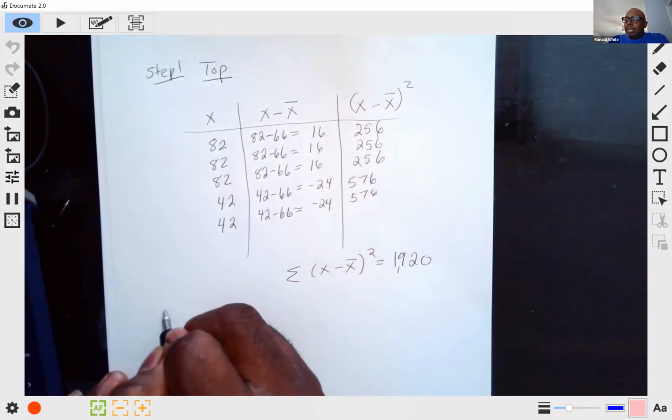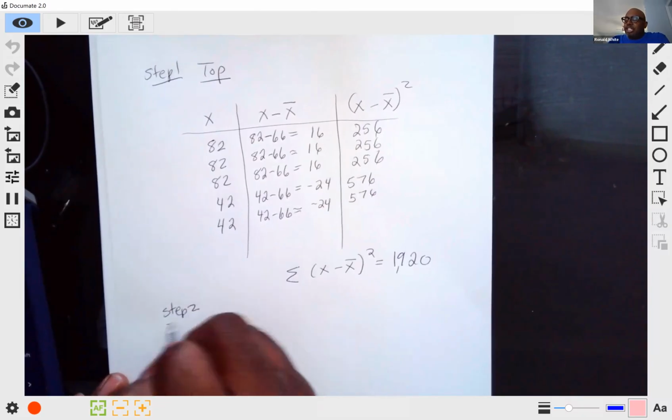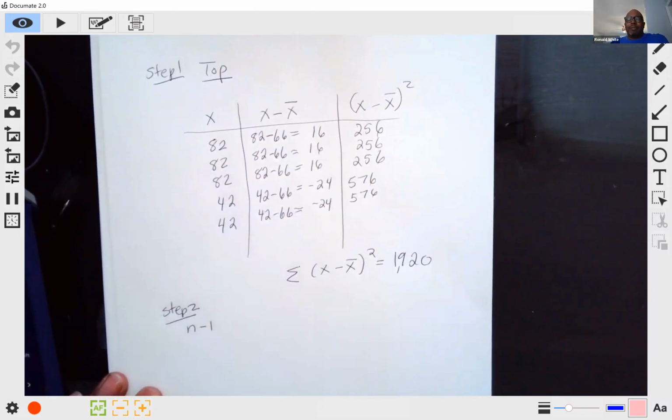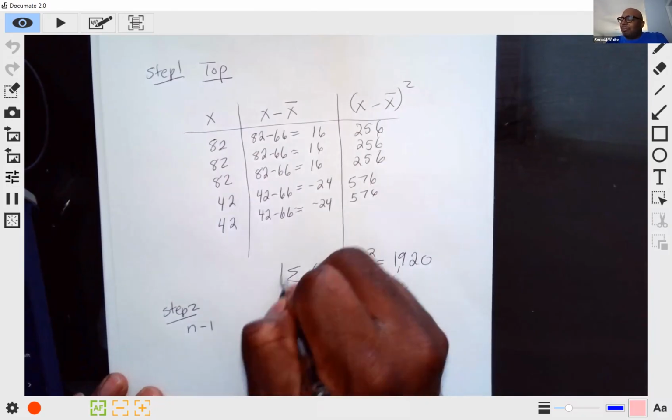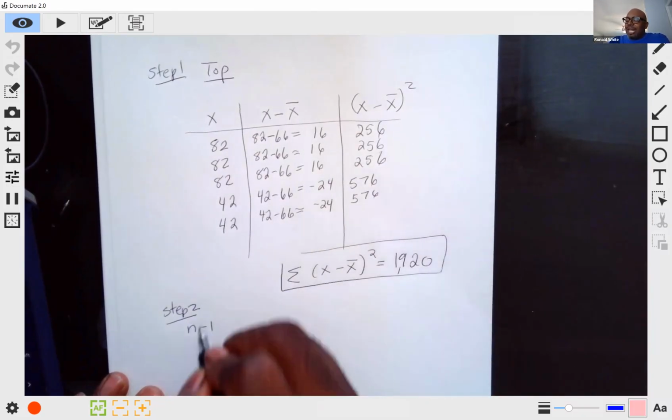Watch this. Step 2 is just to find n minus 1. Well, what's n? Here's the top number now. So now we're looking at the bottom number.